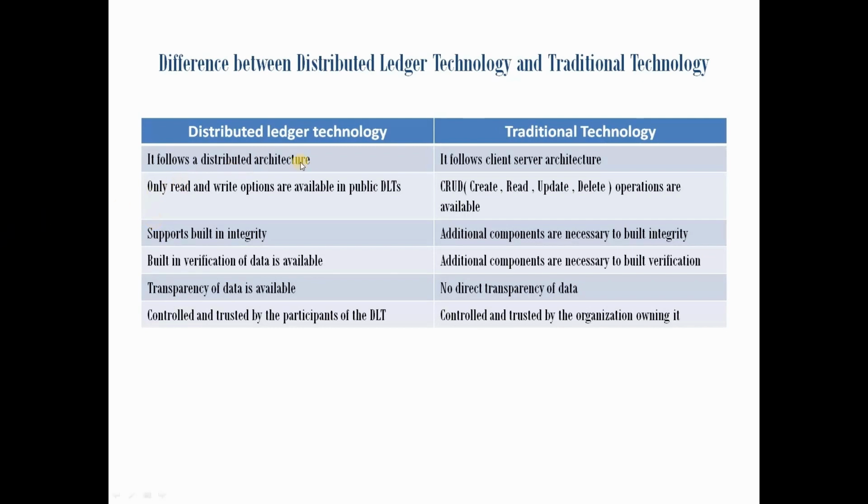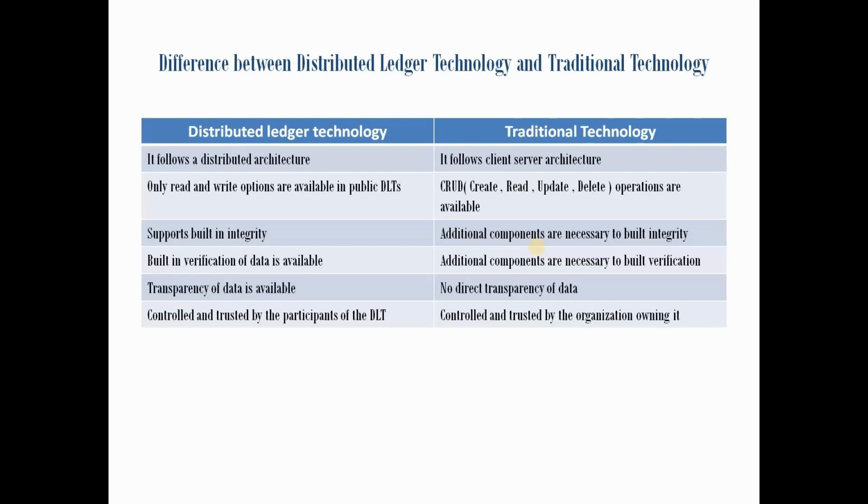Now, one more point in distributed ledger technology is that it supports built-in integrity, whereas traditional technology supports it with additional components which are given for the integrity of the data. So what does it mean? Distributed ledger technology supports built-in integrity because whenever we are saving any kind of data on the top of the blockchain, we are using a hashing algorithm.